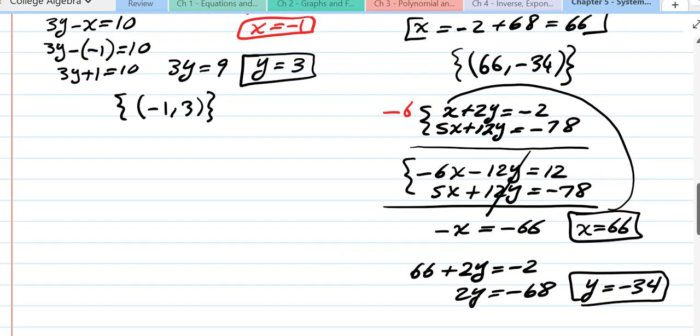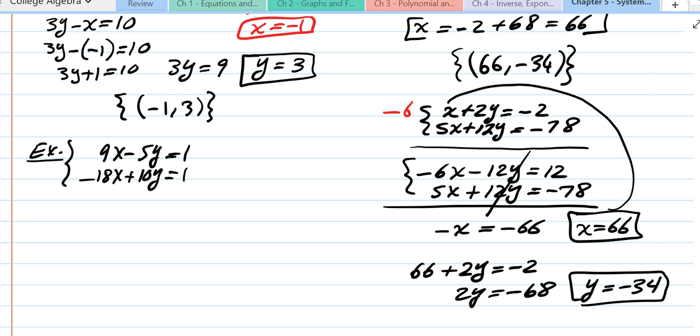All right. Now let's take a look at another example. We're going to use the elimination method for this one. The example is 9x minus 5y equals 1, negative 18x plus 10y equals 1. The two I did so far, once with substitution and the other with elimination, actually had solutions, so nothing out of the ordinary happened. So the question might be, if a system is dependent or inconsistent, what could happen when I do this? How do I know that I have a dependent system or an inconsistent system?